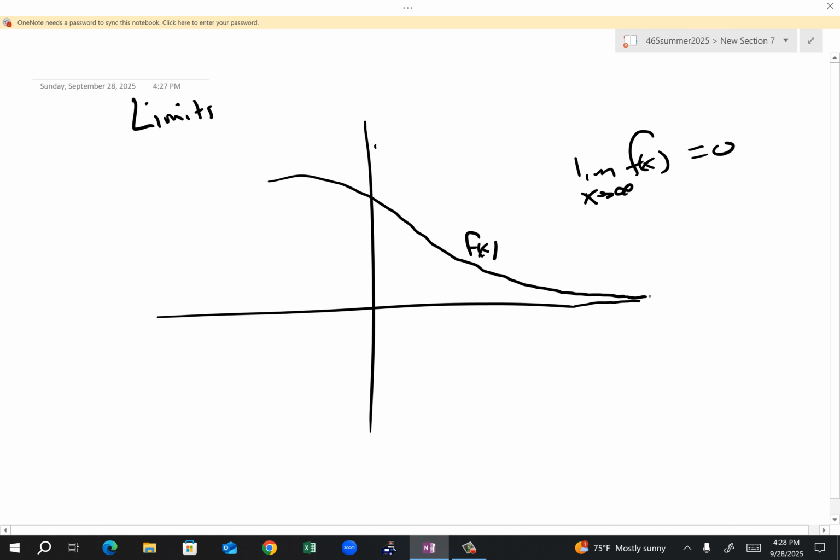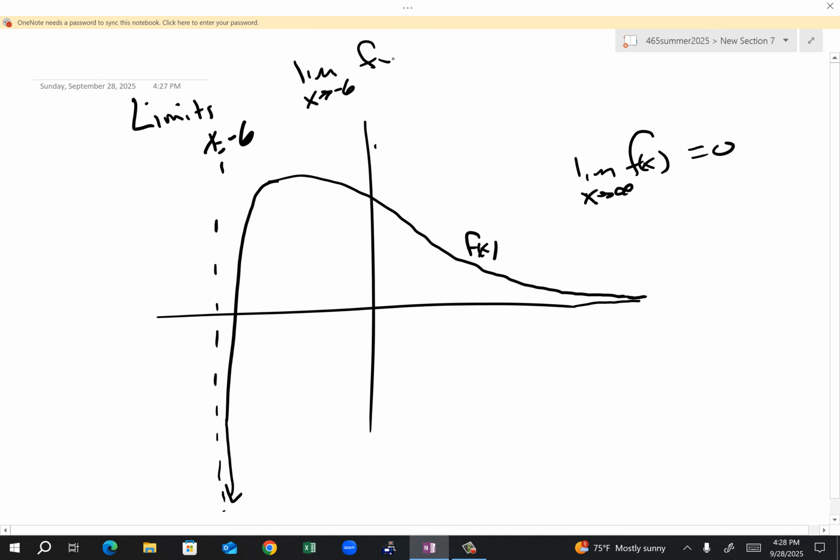You also did another graph, and here is x equals -6. As you approach -6, the limit as x approaches -6 of f of x is, well, now hold on. Which way did you approach it from? That's something that we didn't talk about in pre-calculus.